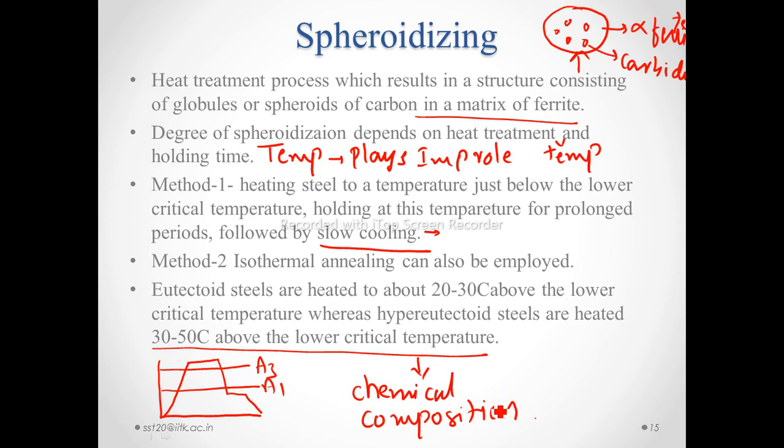The high carbon steels and the alloy steels frequently undergo this spheroidization in order to improve their machinability as well as ductility, whereas low carbon steels do not undergo the spheroidization heat treatment process because low carbon steels are already more ductile and easily machinable. That's why they do not undergo the spheroidization process.